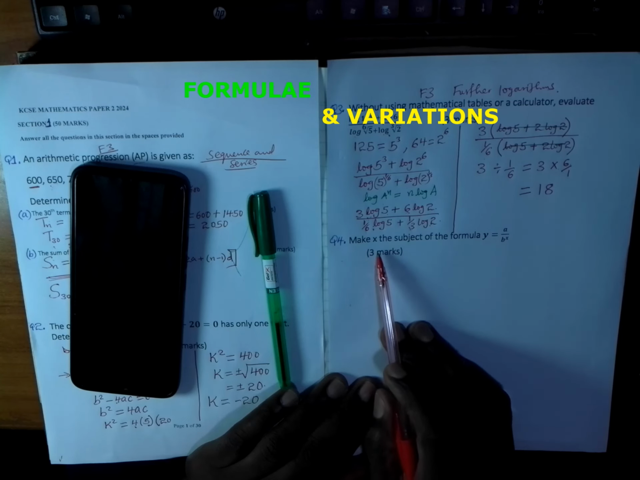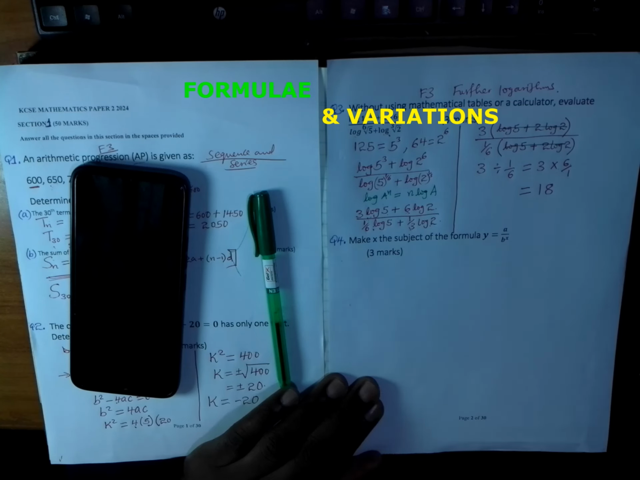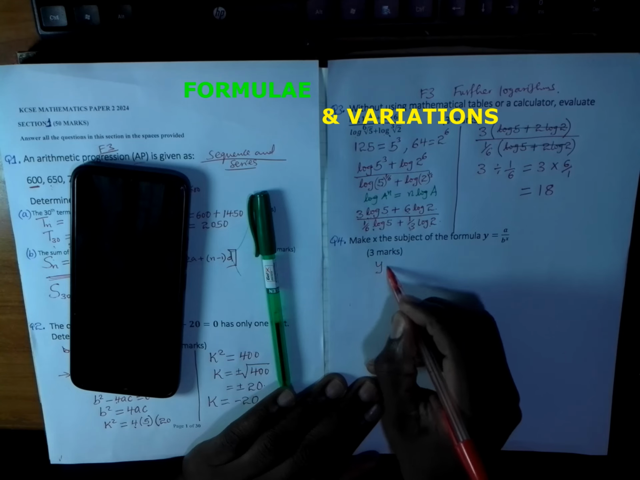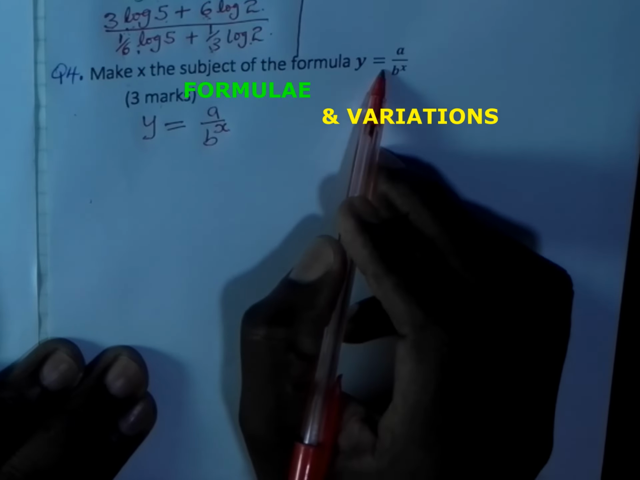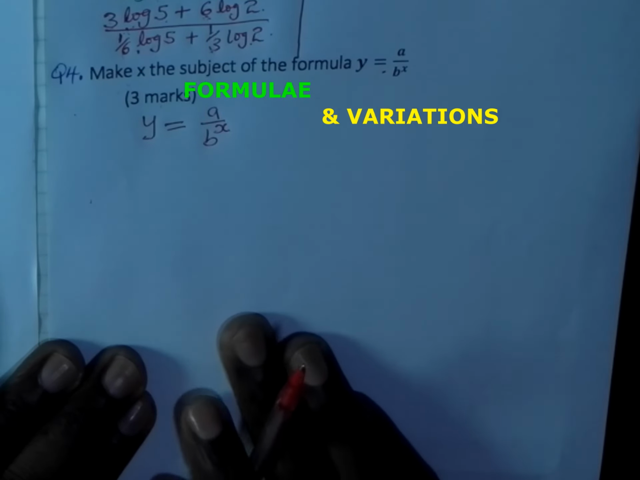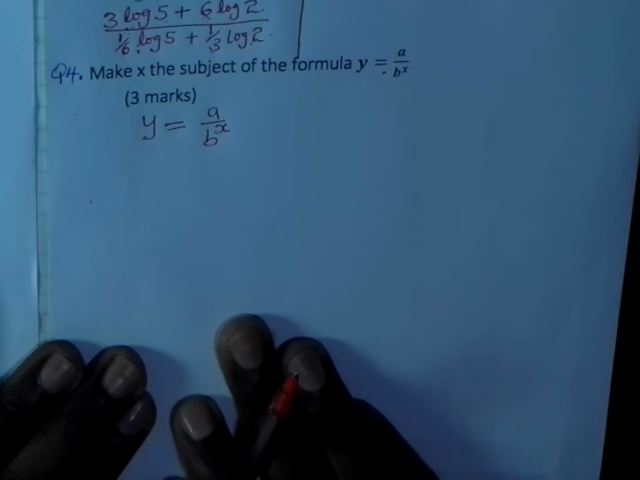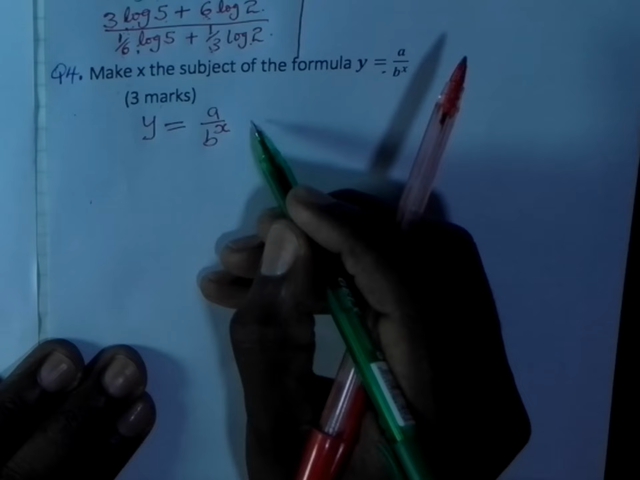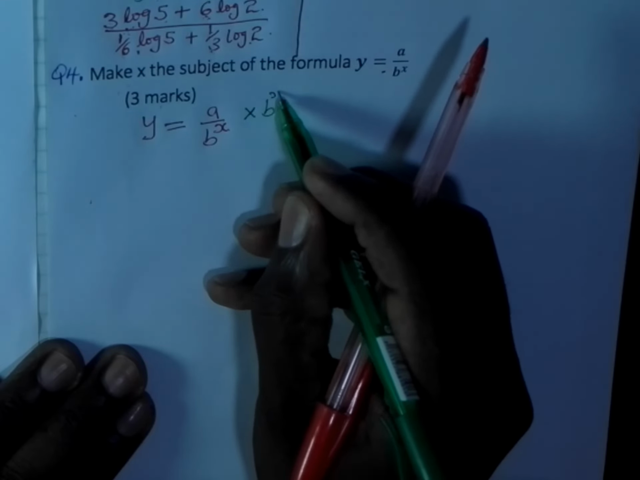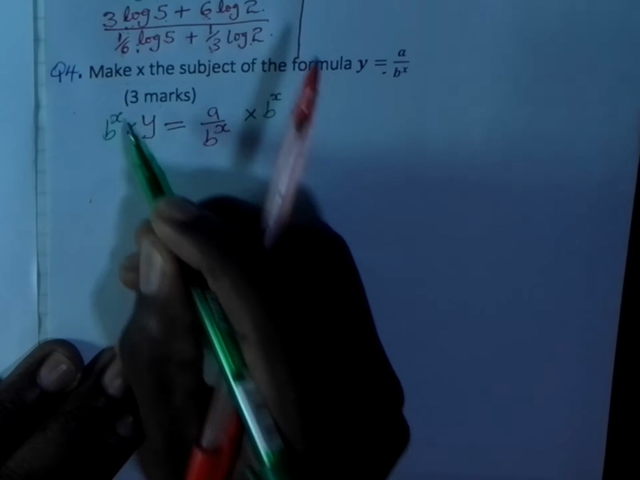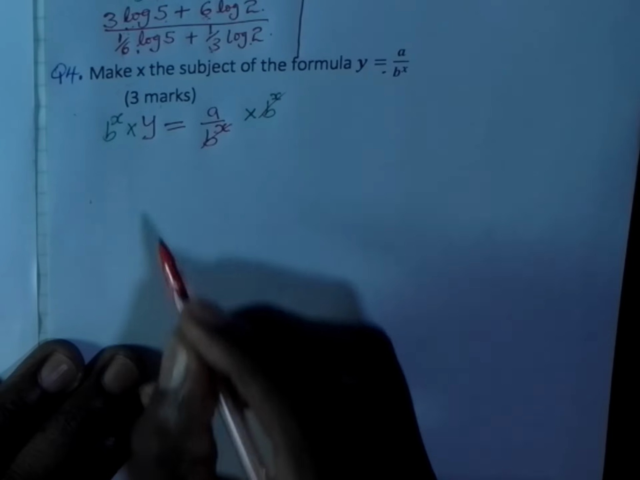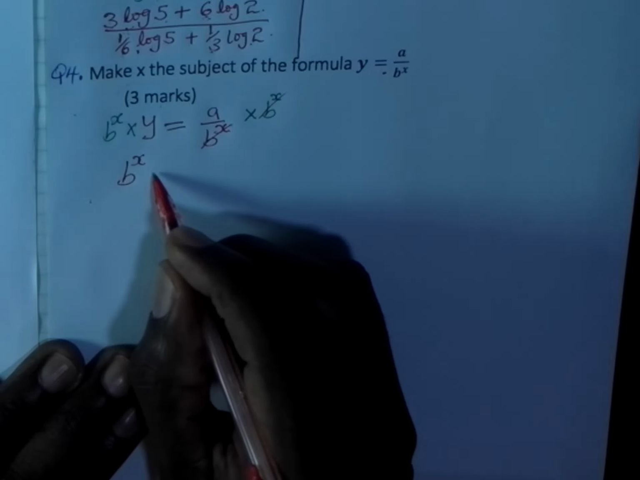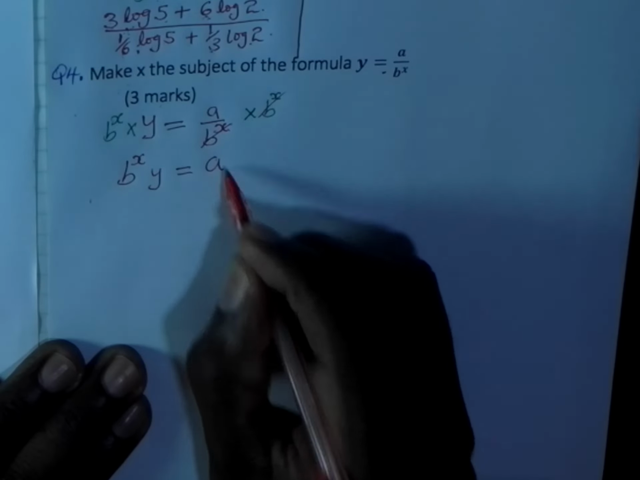Make x the subject of the formula. So we have y is equal to a over b raised to x. So we can multiply both sides by b raised to x, so this will cancel out. Therefore, we have b raised to x times y is equal to a.